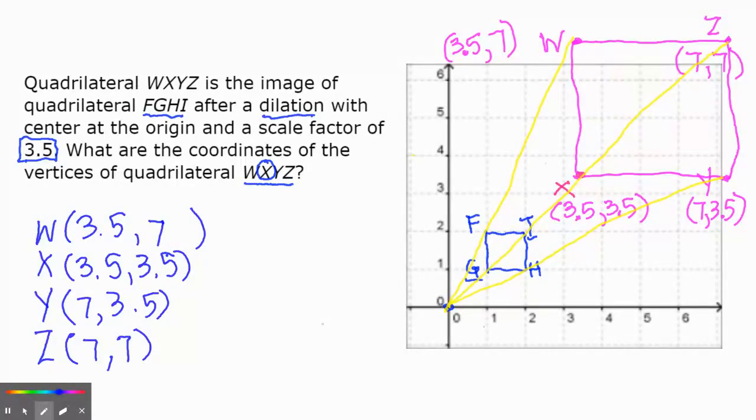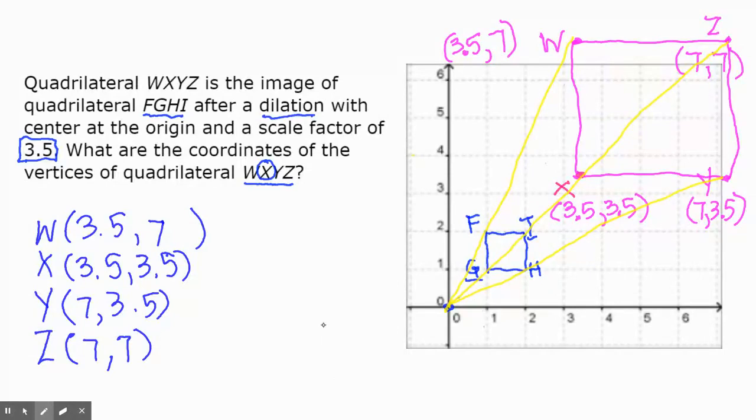Okay, so if we look at our completed picture, we're going to follow the same process for Y and Z. Just multiply each coordinate by the scale factor to find your new coordinates. So we have our new drawing here, W, X, Y, Z, and we have all our coordinates. We went through W and X, but Y is 7, 3.5, and Z is at 7, 7.